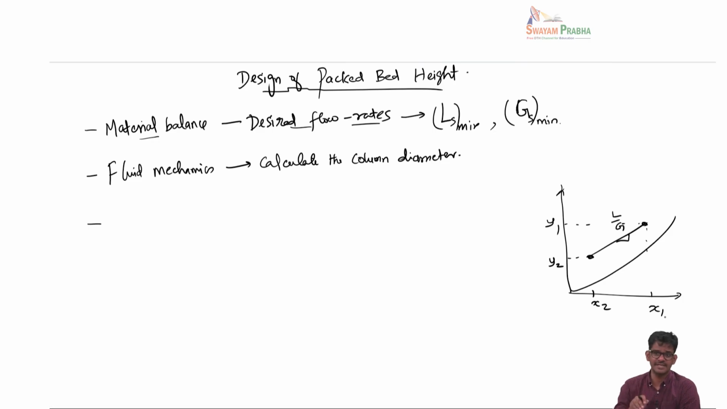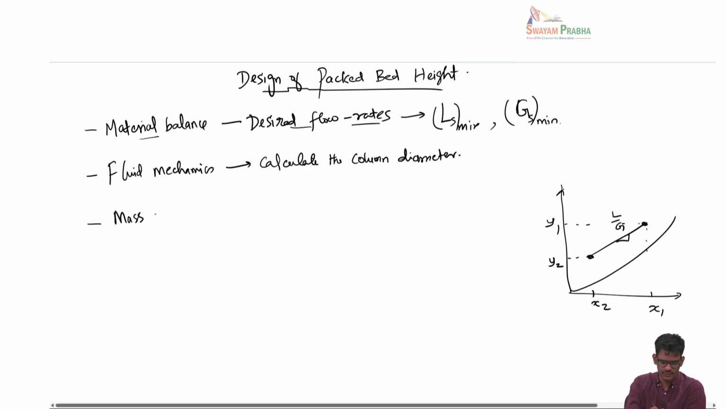What we have implicitly assumed in this process is that the packed bed column has a sufficient height to achieve this particular mass transfer operation. Okay, so there's an implicit assumption that was made. But now we are going to ask that question. Suppose I know the flow rates and the inlet outlet compositions, to achieve this particular material balance, what should be the packed bed height? Okay, so this will involve the mass transfer rates or mass transfer operation itself. Okay, so using mass transfer principles, we are going to answer this question.